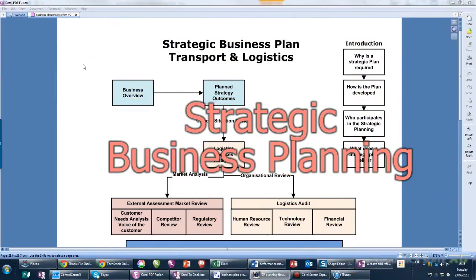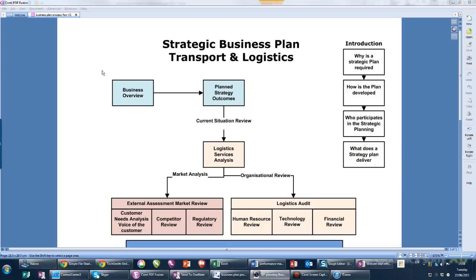the business plan overview. This flowchart will be in the learner guide. It follows a process after the introduction where we're looking at the business overview, the plan strategy outcomes, then these sections which are typical in business plans, the current situation review, and that's a current external review, market analysis, and an internal review of the organisation.